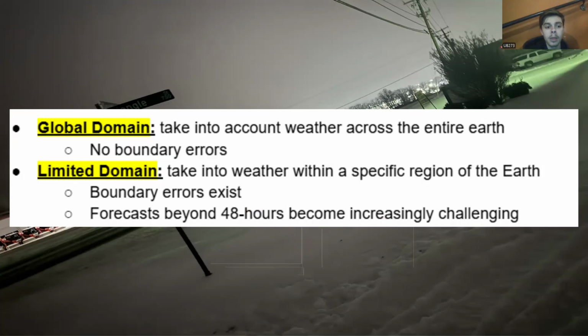So obviously, using the global domain requires more computing power, but in the end is more accurate, but does not have as high resolution. We have higher resolution with the limited domain, but more errors. So there's give and take for both. Forecasts beyond 48 hours become increasingly challenging for limited domain and somewhat inaccurate.